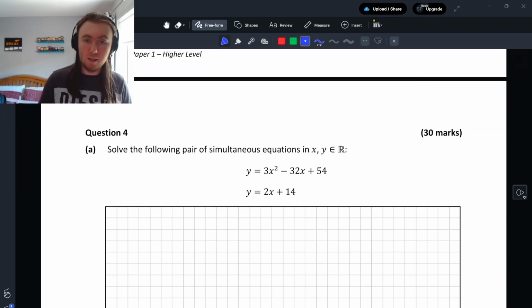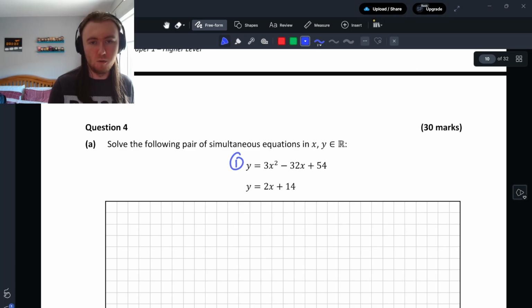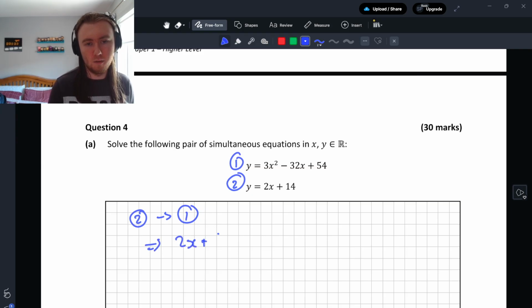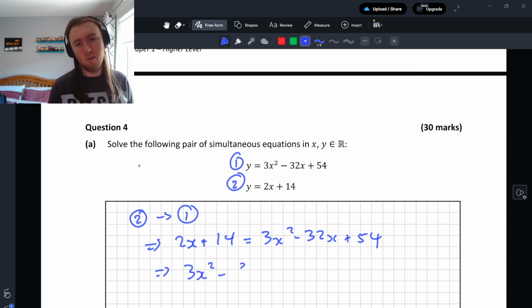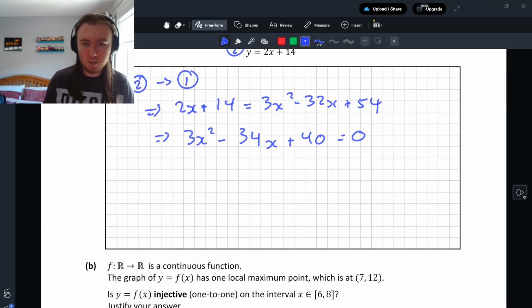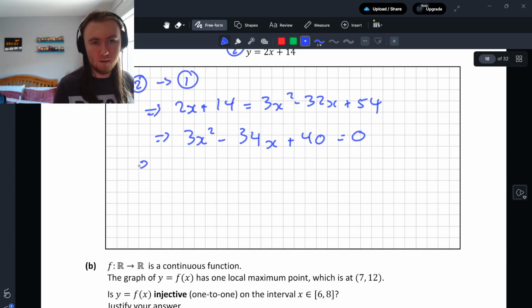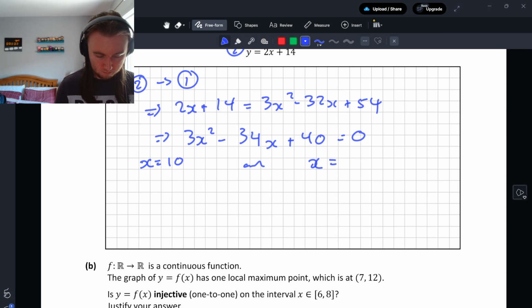Okay, this one looks a bit evil, but it's actually just a direct substitution. If I call these 1 and 2, then I can just take the information from 2 and sub it directly into 1. So I get 2x plus 14 is 3x squared minus 32x plus 54. So 3x squared minus 34x plus 40 is equal to 0. And lo and behold, it's another quadratic. So x is 34 plus or minus root 34 squared minus 4 lots of 3 by 40, all over 6. So we get x equal to 10 and x equal to 4/3.